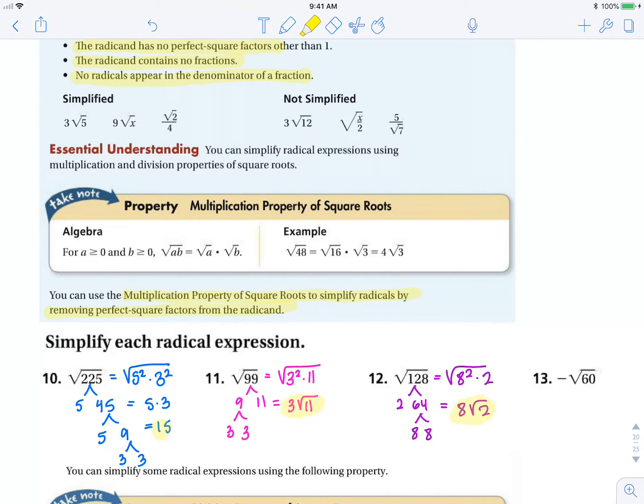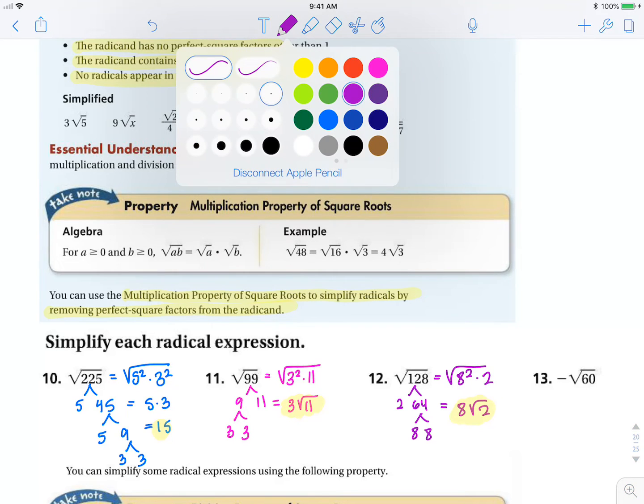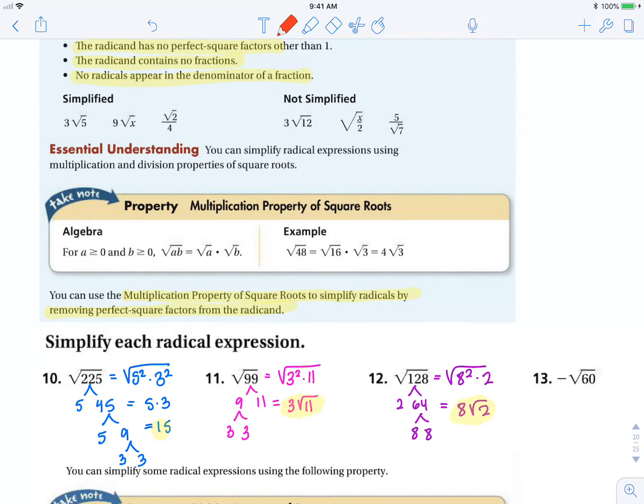Now negative square root 60, remember when we take the square root we have both a positive or a negative square root, so this is saying we want a negative answer. Let's break down 60. It's 2 times 30. 30 is 3 times 10, and 10 is 2 times 5. So this is negative square root of 2 squared times 3 times 5. So the square root of 2 squared is 2, and we're left with 3 times 5 in our radical. So that's negative 2 square root 15.